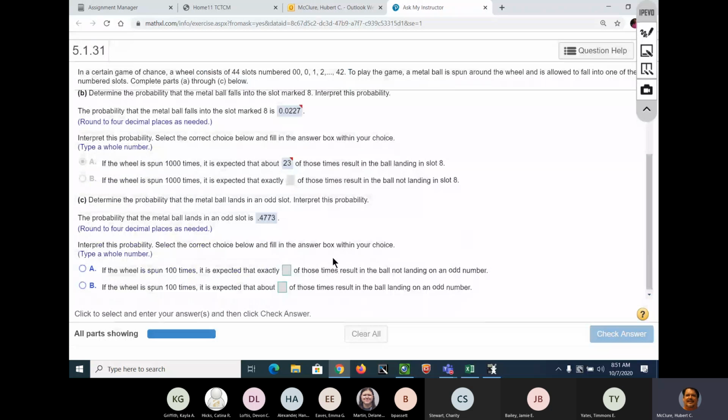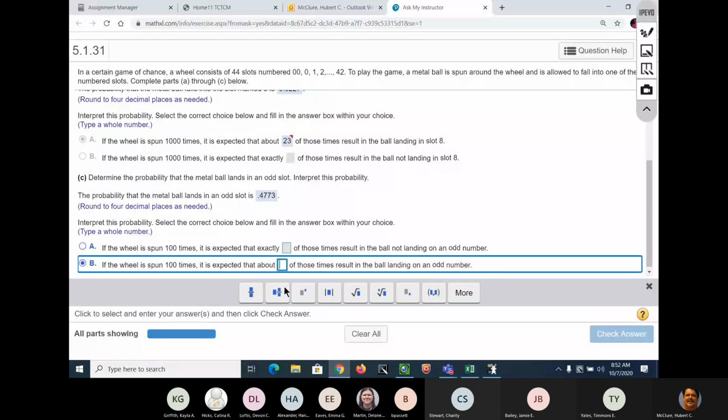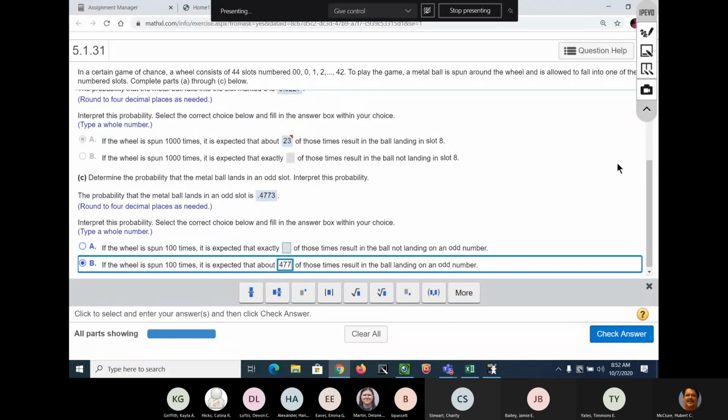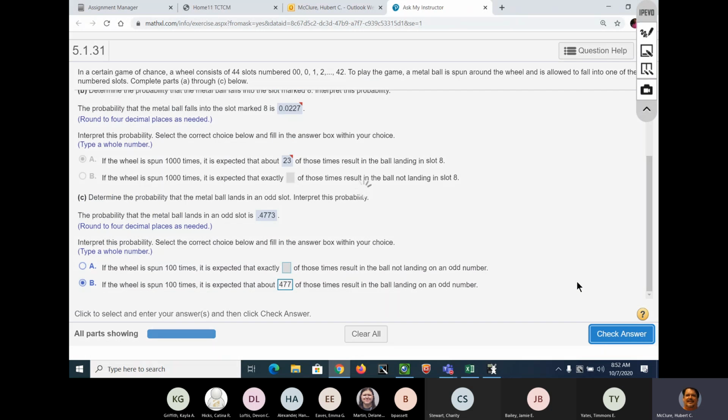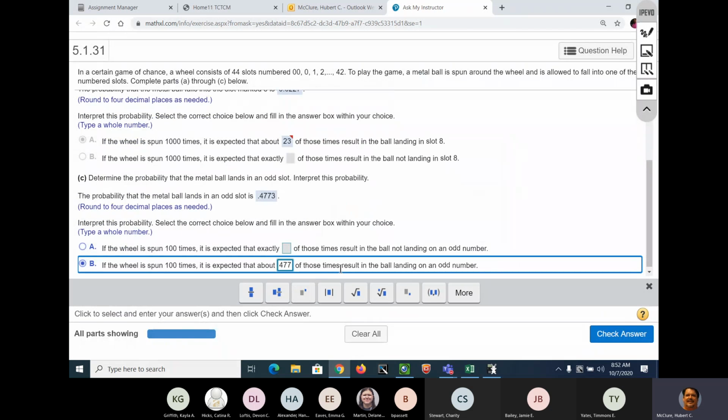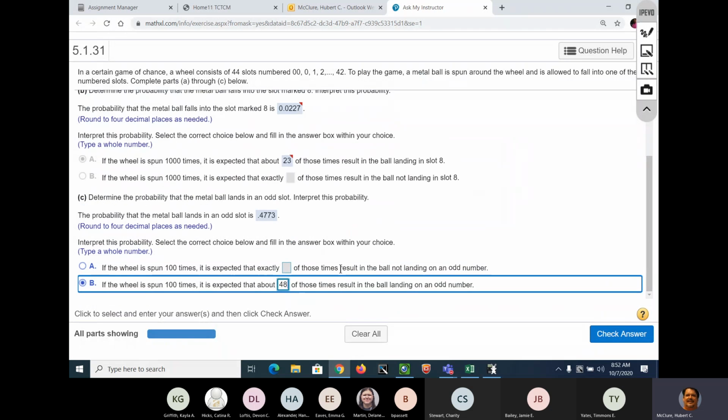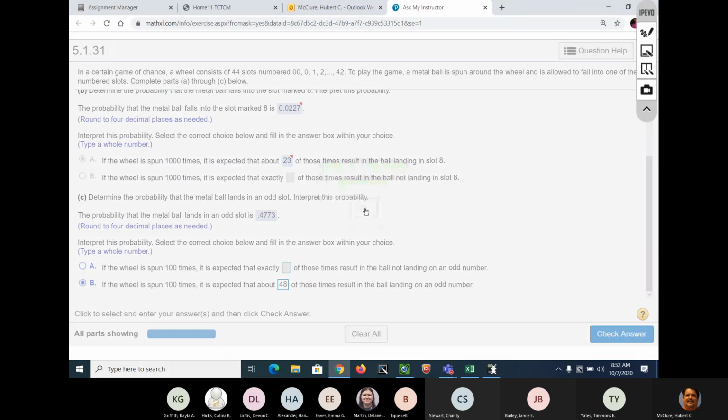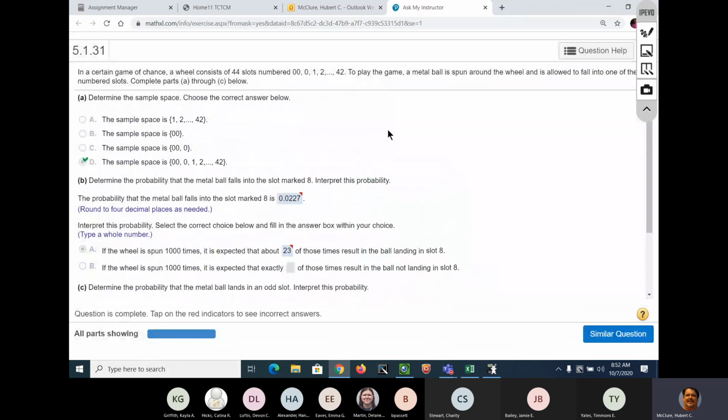And that would be not exactly. Why not exactly? Because exactly is not a word we like to use in probability and statistics. Oh, 100 times, I'm sorry. 100 times would be 48. And that's it. That's a good test question. I don't mind that being a test question.